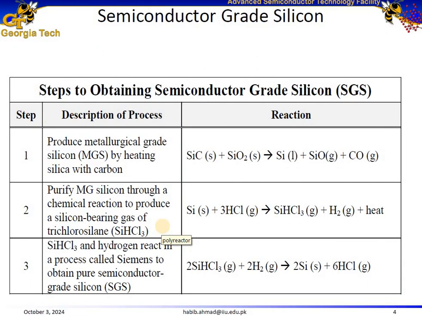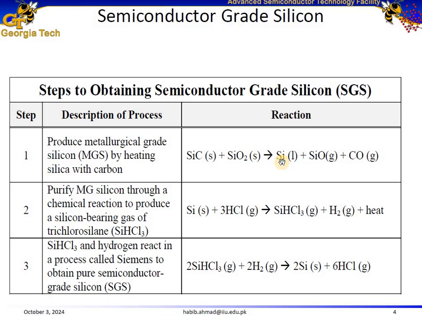This table outlines the key concepts in obtaining semiconductor grade silicon through a multi-stage chemical process. And here is how we can look at it. So in step 1, the silicon dioxide is heated with carbon or silicon carbide, typically in the form shown over here, to produce metallurgical grade silicon, which we already discussed is 98% pure.